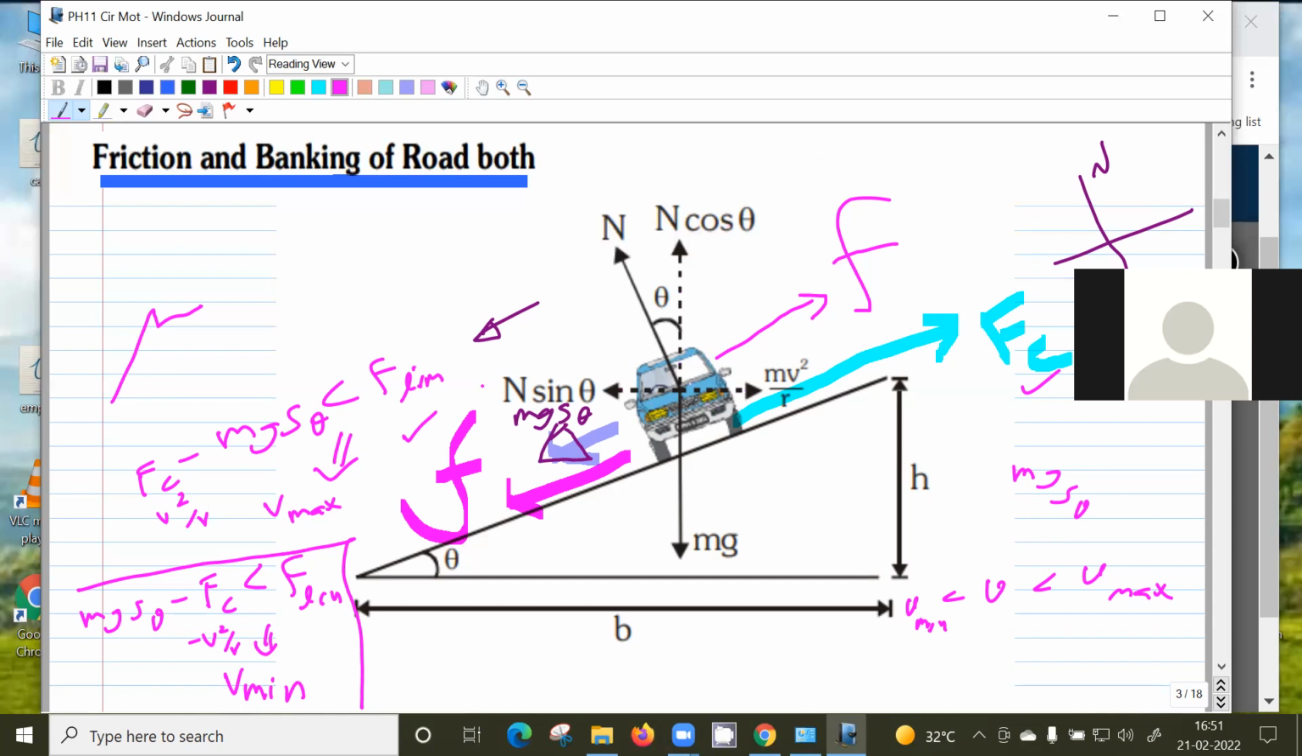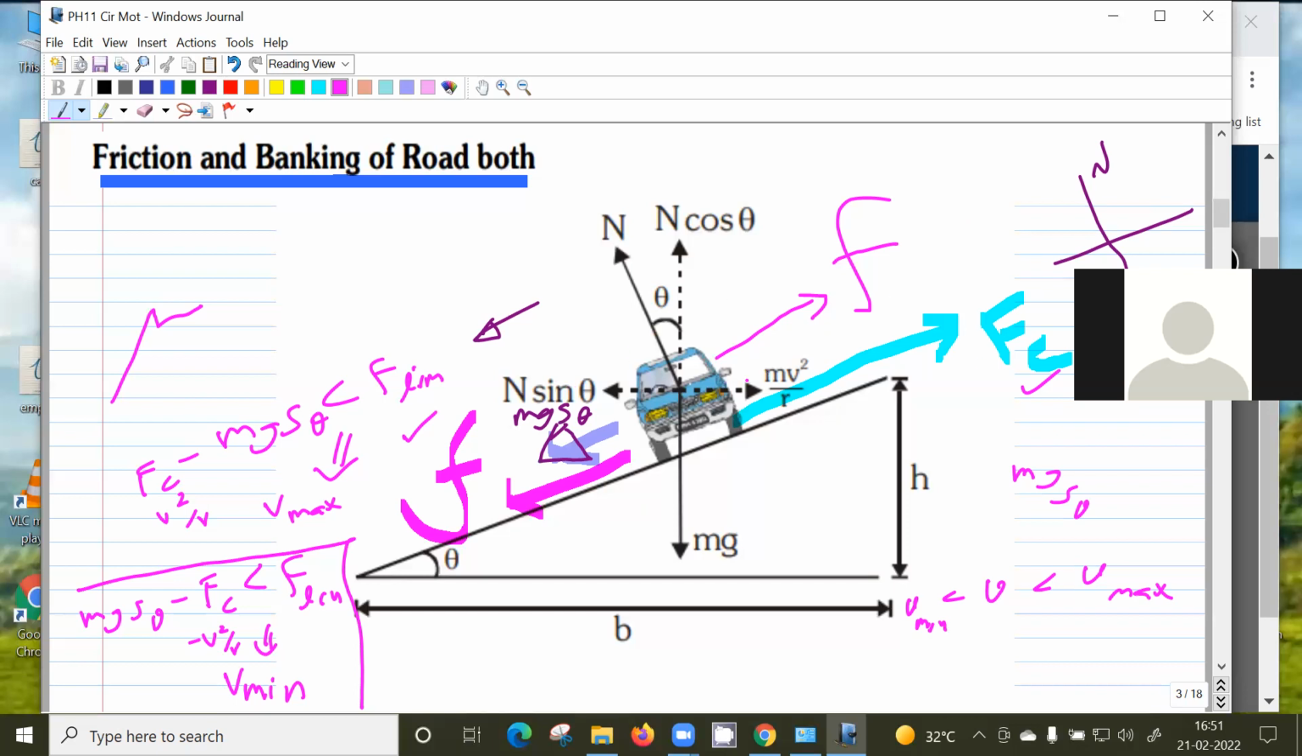The direction of the friction force is also variable. There are two forces acting on the vehicle along the plane: one is mg sin theta, the other is centrifugal Fc. Whichever is dominating, the vehicle will try to move in that direction, so the friction is opposite to that. When velocity is very low, mg sin theta will dominate. In the limiting case, mg sin theta minus Fc should equal F limiting. That will give the minimum velocity.